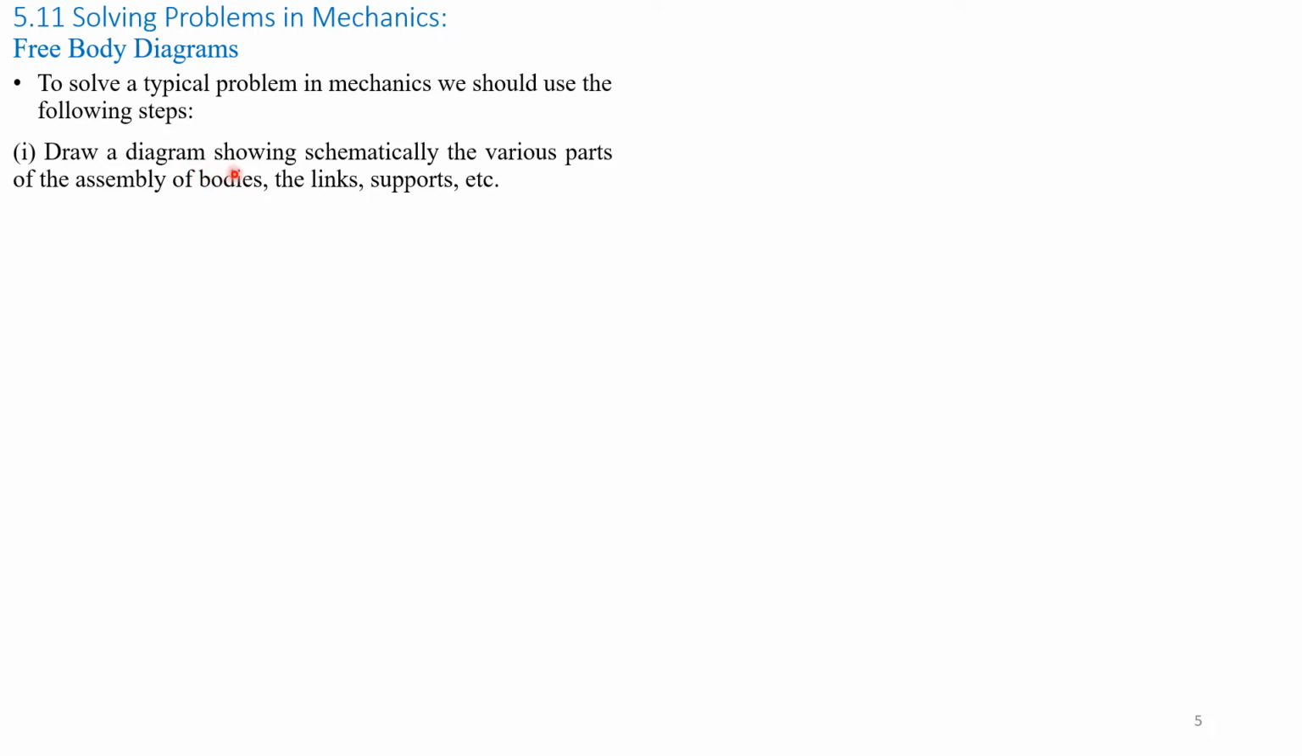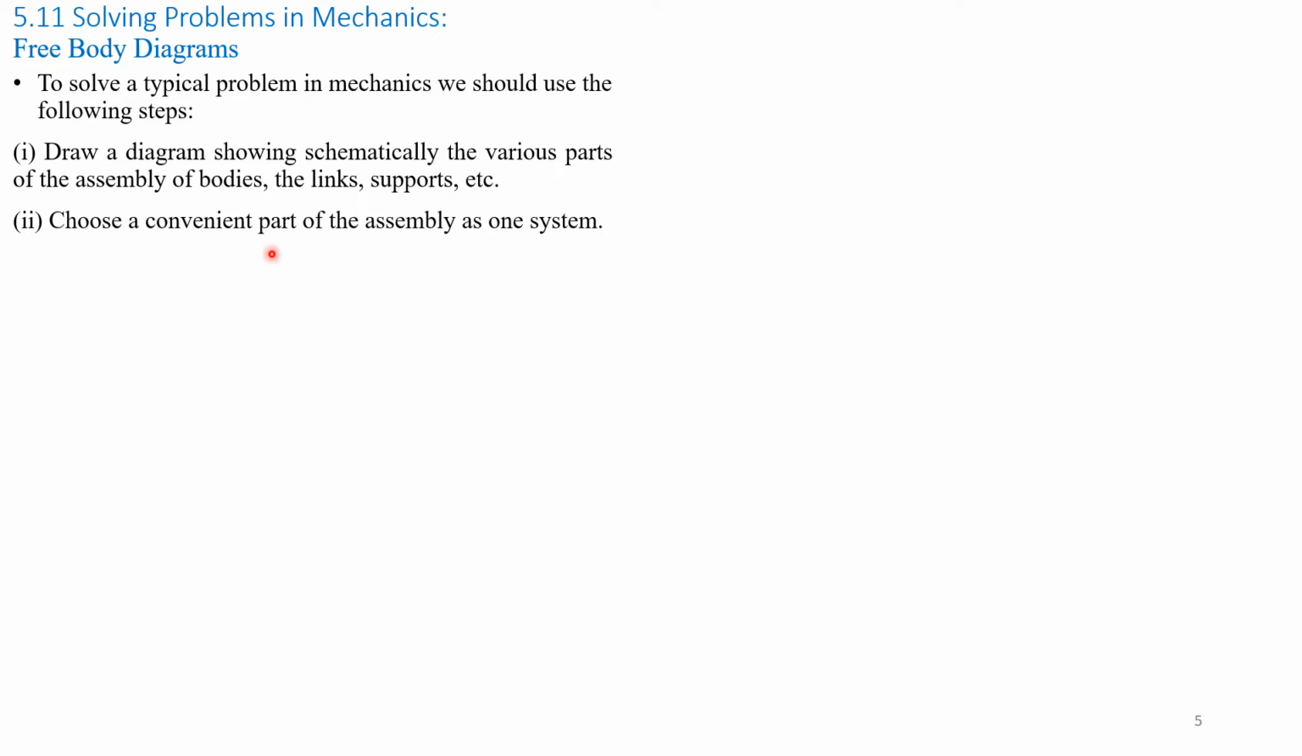In this section, we'll discuss the method to solve problems in mechanics using free body diagrams. To solve a typical problem in mechanics, we should use free body diagrams, which are made using the following steps. Step number 1: draw a diagram showing schematically the various parts of the assembly of the bodies, the links and supports, etc. That is the first step, and this will be illustrated by examples in the next section.